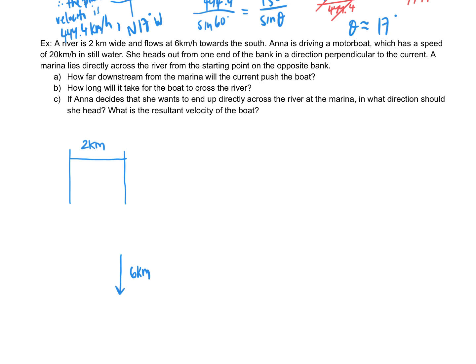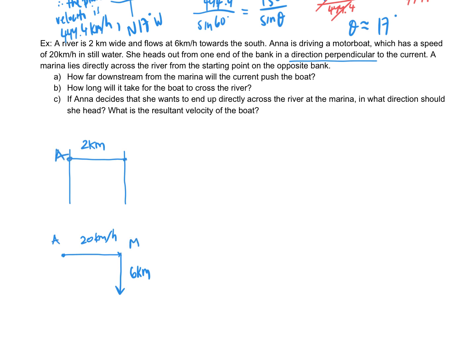Anna is driving a motorboat and its speed is 20 kilometers per hour and she decides to head out in a direction perpendicular to the current. So this is Anna's velocity vector. So she's going towards the east. Or she could also be going towards the west depending on what side of this river she's on. But I've just put her right here. Here's Anna, here's the marina.